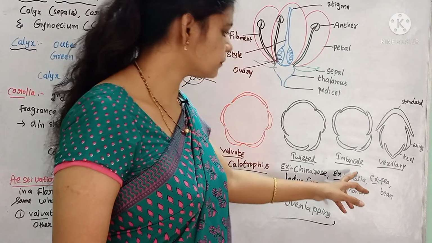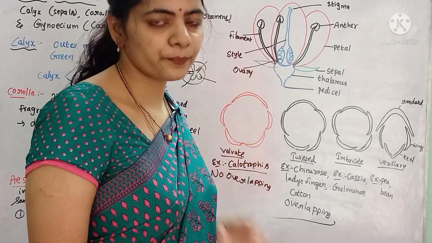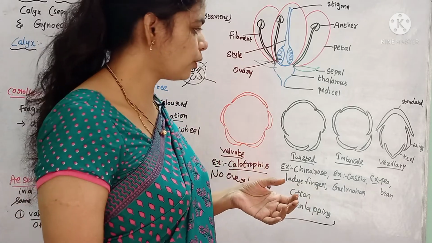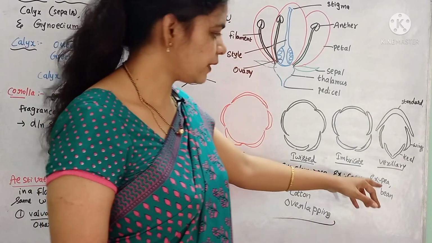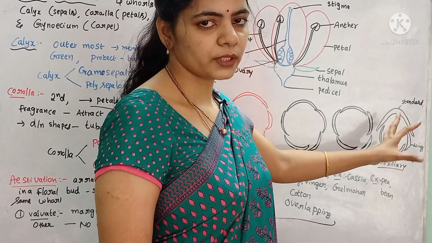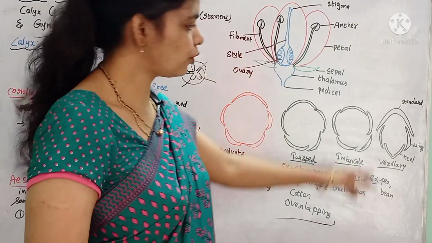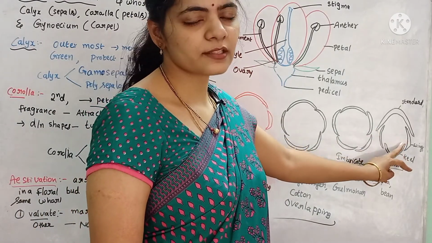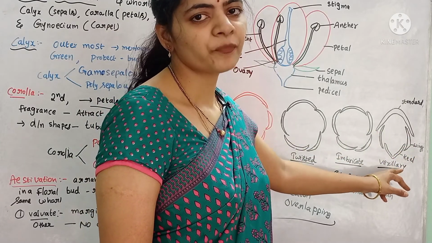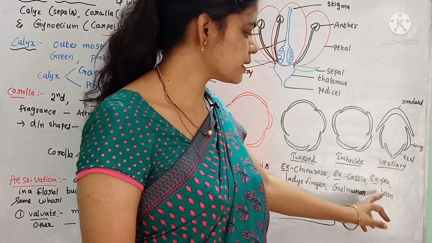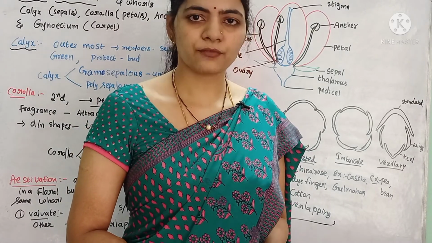And in imbricate aestivation, overlapping is seen, but they will not follow any proper pattern or proper direction for the overlapping. That is called imbricate aestivation. Examples, Acacia and Gulmohar. In vexillary aestivation, a special condition is seen. The largest petal is present, which is called standard, that overlaps the smaller petals called wings. These wings again overlap the smallest petals called keel, which is present on the anterior side. Examples are pea and bean. And the next part we are going to study is androecium.